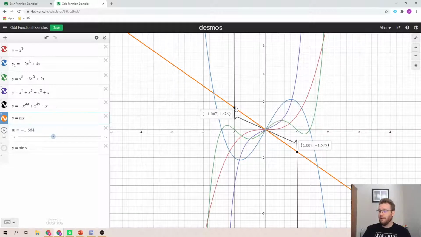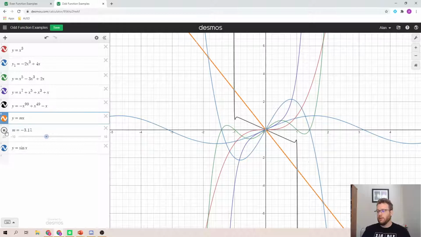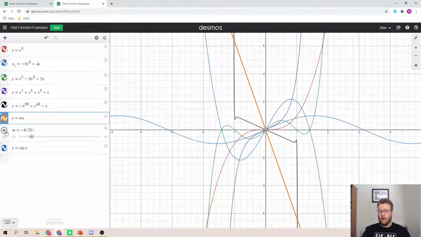You're going to find that the distance from one of these points to its reflection point always has the origin as the midpoint between those two. So this is an origin point symmetry, and that's our giveaway that we're dealing with what's known as an odd function. And again, not every odd function has to be a polynomial at all. Sine of x, it turns out, is also going to be what we call an odd function.